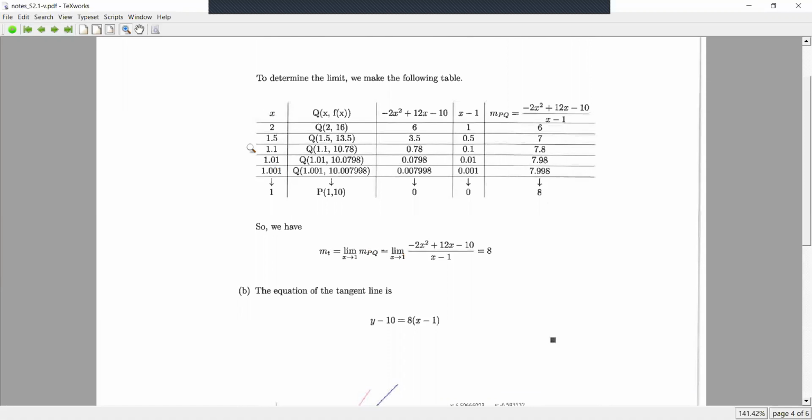Now, from this table, we can see that as x approaches 1, point Q approaches the point P, and the slope of the line PQ approaches the number 8. So therefore, this limit is 8. Because the slope of the tangent line is equal to this limit, the slope of the tangent line is 8.